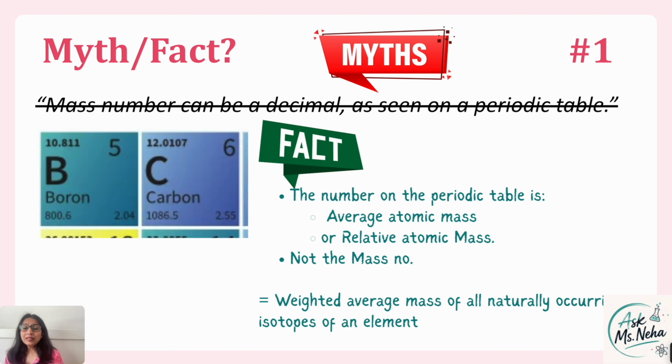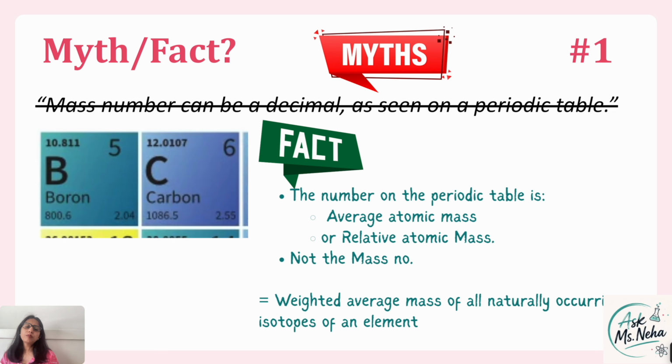Not exactly. The number in the top left corner of the periodic table is not the mass number. It is the average atomic mass, or we can call it relative atomic mass. So what's the difference between mass number and relative atomic mass? Well, we know for each element there can be several isotopes existing, and isotopes differ in their mass number. Based on the natural abundance of each isotope, we can calculate an average atomic mass, and that is what is represented on the periodic table.